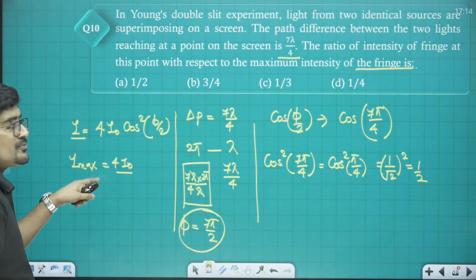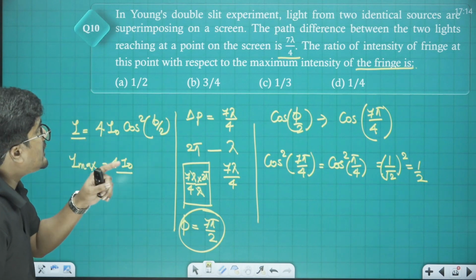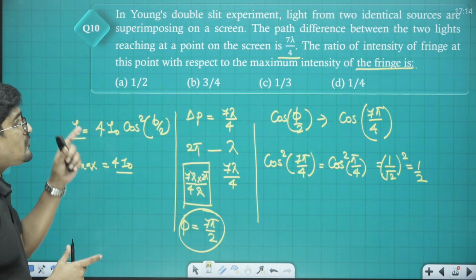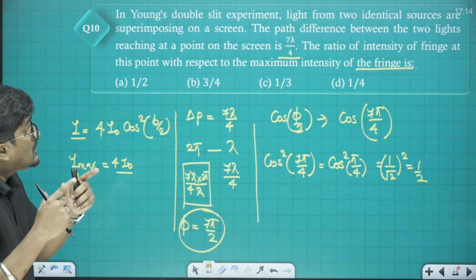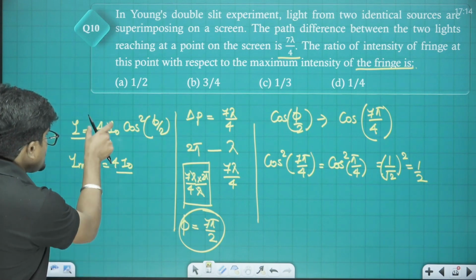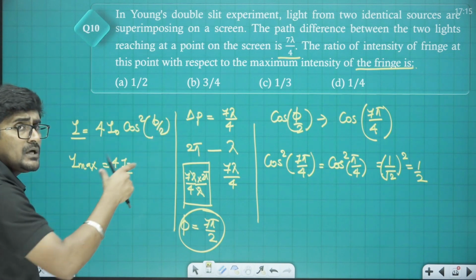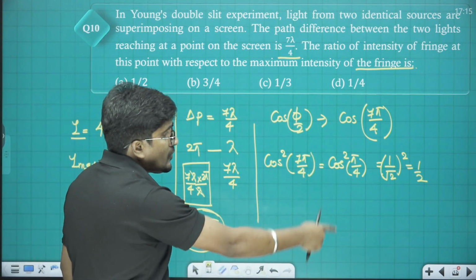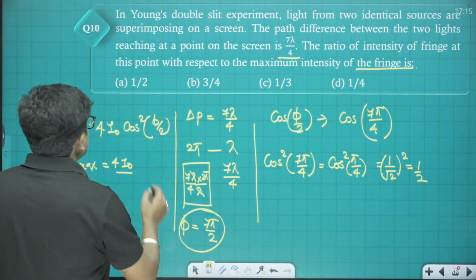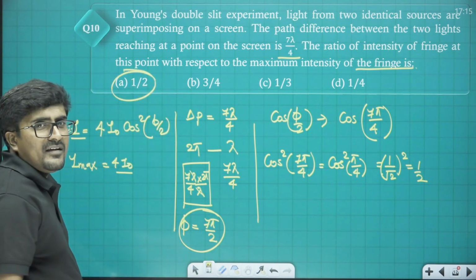Now let's take the ratio. The ratio of the intensity of the fringe at this point with respect to the maximum intensity of the fringe. Once I take the ratio, 4 I naught and 4 I naught will cancel each other. We are left with cos square phi by 2 only. And what is the value of cos square phi by 2? It's 1 by 2, which means the answer is option A.